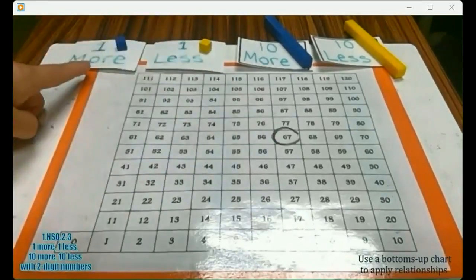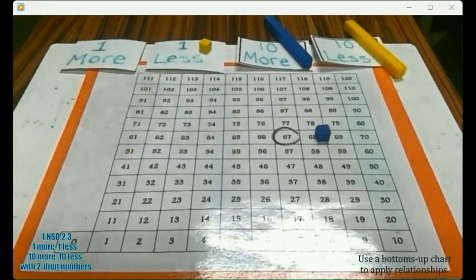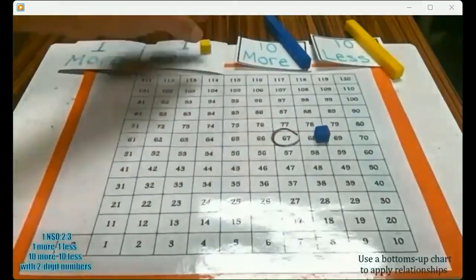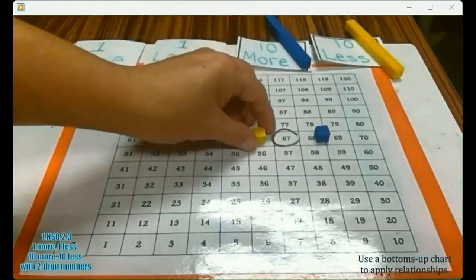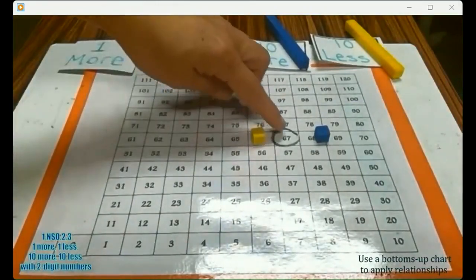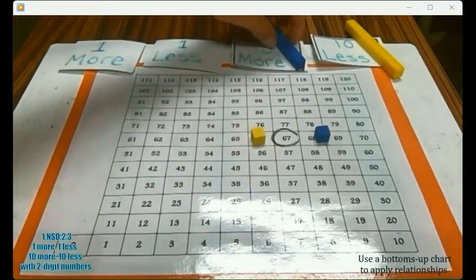Here we're using a bottoms-up 100 chart or a 120 chart. I've given students a number to start with, and then they must figure out what the 4 numbers are. What's the 1 more? What's the 1 less? What's the 10 more? What's the 10 less?